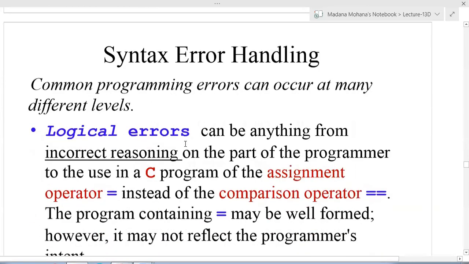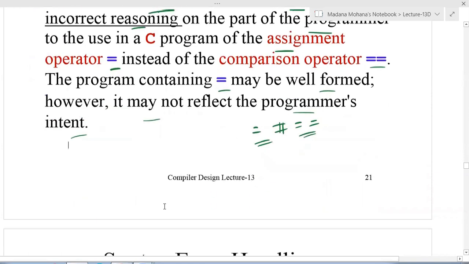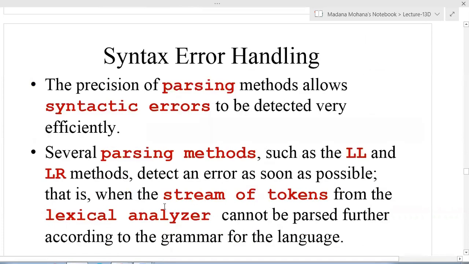Then logical errors, next one. Logical errors can be anything from incorrect reasoning on the part of the programmer to the use in a C program of the assignment operator equal instead of the comparison operator double equal. So equal and double equal, these two are not the same. These types of errors are called logical errors. The program containing equal may be well formed. However, it may not reflect the programmer's intent. These are all logical errors. These are all the commonly occurring programming errors with various phases.